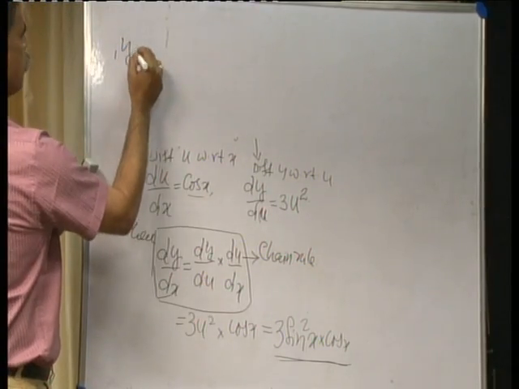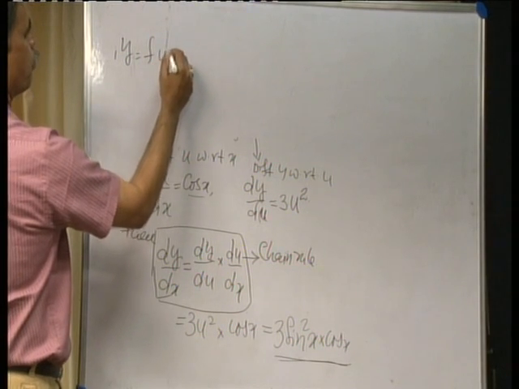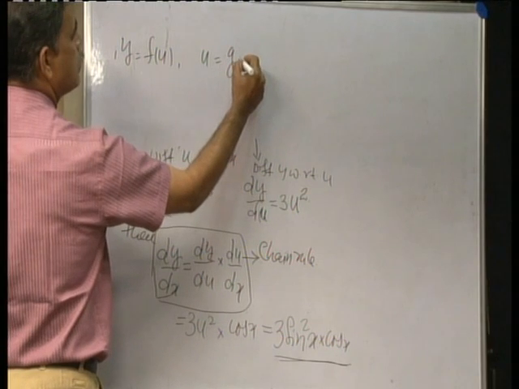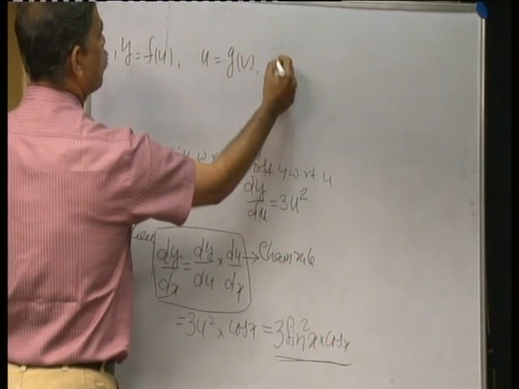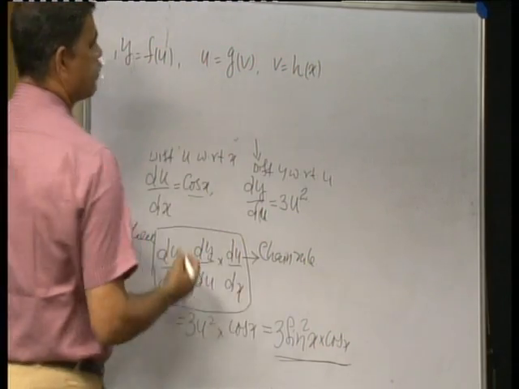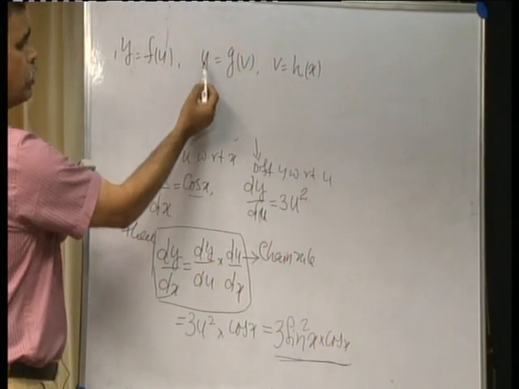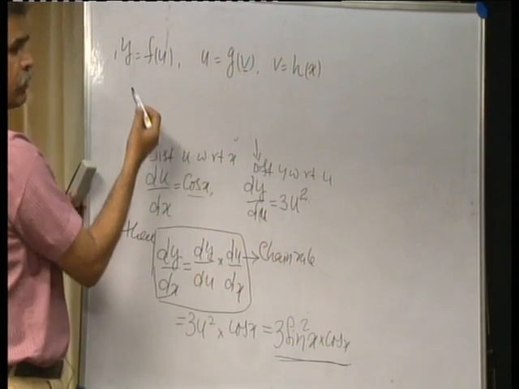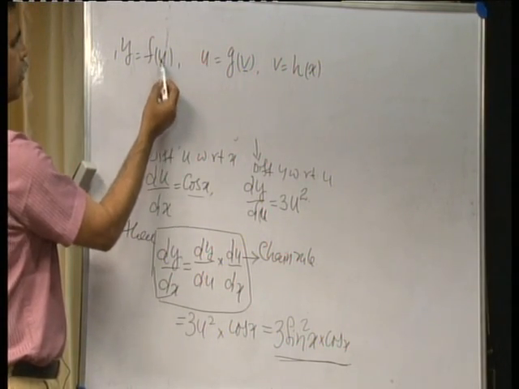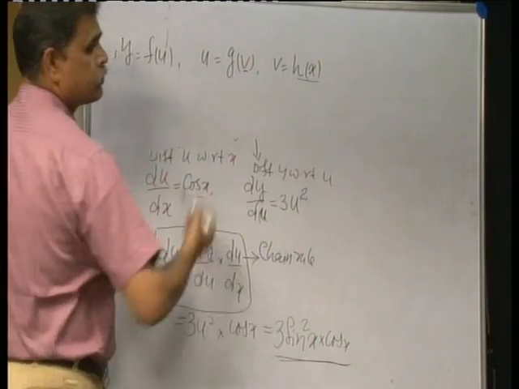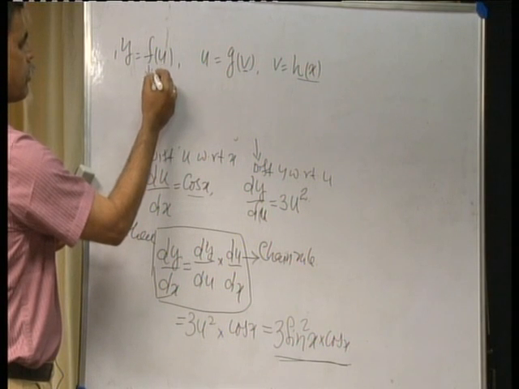Y is a function of u, u is a function of v. Suppose v is a function of x, y is a function of u, u is a function of v, v is a function of x. Hence, we can call it y is a function of a function. If you differentiate this, what will you get?